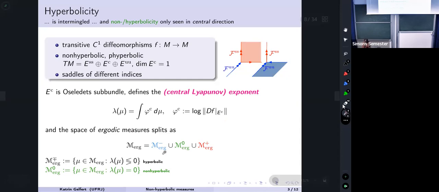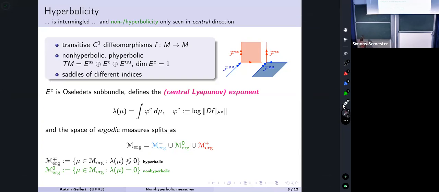So the space of ergodic measures splits into three components: negative and positive exponent measures, which are non-empty by hypothesis, because we assume that there are saddles of different type. And there may or may not be measures which are non-hyperbolic, which have central exponent equal to zero. So you have the hyperbolic and the non-hyperbolic part, and then some part in the middle that may or may not be empty.